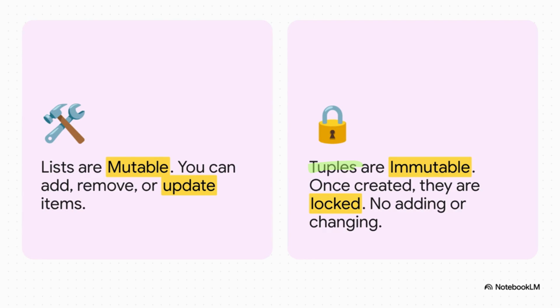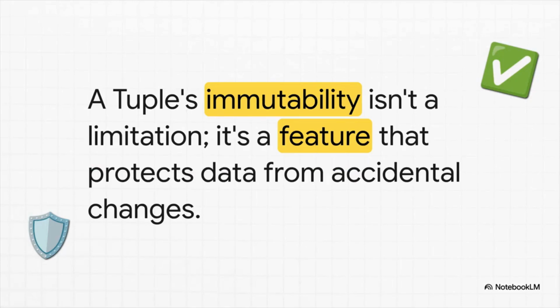It is permanent. It's really easy to look at that and think, well, that sounds like a weakness. But here's the secret. That limitation is actually a tuple's most important feature. It's a superpower. By making that data unchangeable, you're protecting it from being accidentally messed up somewhere else in your program. This makes tuples absolutely perfect for storing things that must not change, like, say, the days of the week or a person's date of birth.